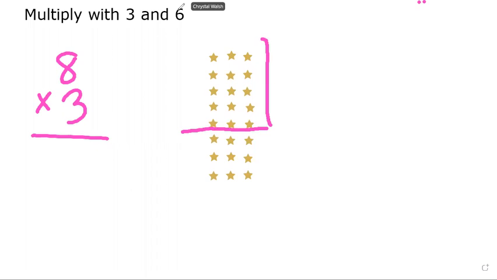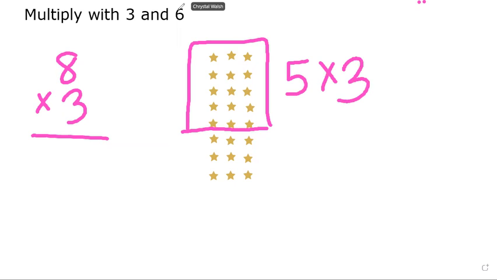okay? So here is going to be my first multiplication equation. Here I have 1, 2, 3, 4, 5 rows this time. And I have 1, 2, 3 columns. So 5 times 3. How many stars do you count in that box? Count those stars for me. Did you get 15? Good. 5 times 3 equals 15.